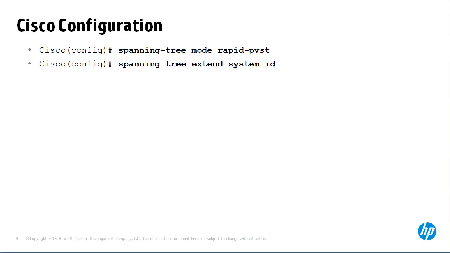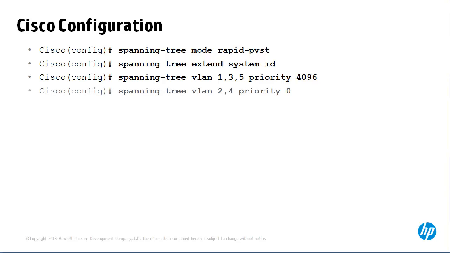Use extended system IDs, where the priority field consists of the VLAN number and the priority. Configure the priorities for the various VLANs. In this example, these are the opposite of the ProVision configuration. In this case, VLANs 1, 3, and 5 have a priority of 4096, and VLANs 2 and 4 have a priority of 0. To configure Cisco switches to use industry standard costs, you need to type the command spanning-tree pathcost method long, which is a global configuration command.